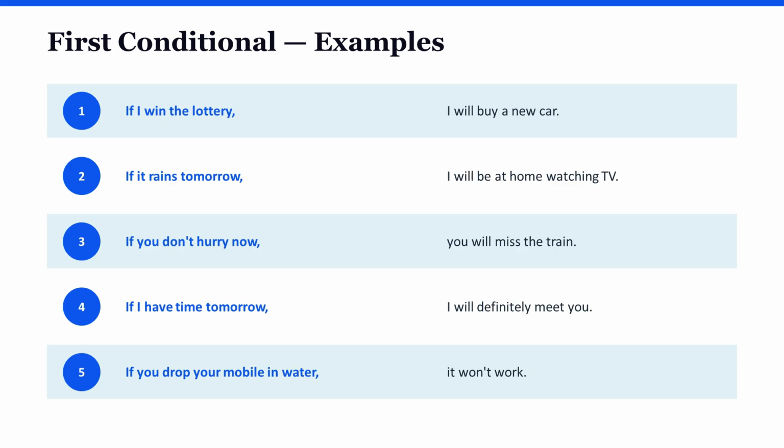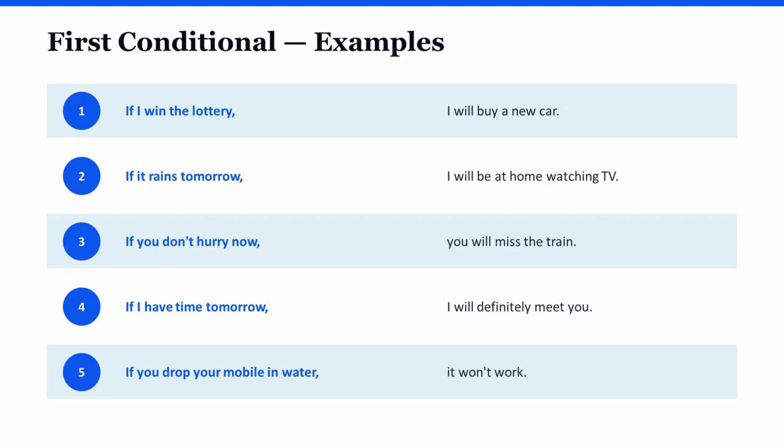Example 1. If I win the lottery, I will buy a new car. This is a possible future situation. Example 2. If it rains tomorrow, I will be at home watching TV. We are talking about something that might happen tomorrow. Example 3. If you don't hurry now, you will miss the train. This is a warning about a real possibility.